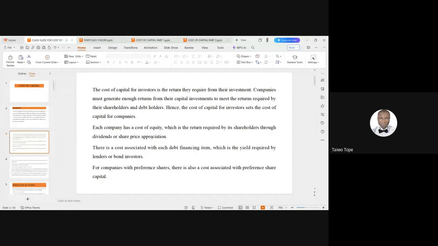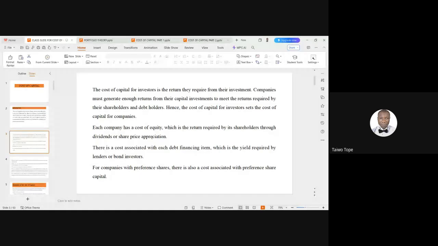So your expectation as an investor will make the organization judiciously make use of your fund, because they need to pay you back dividend. They need to pay you back interest on the loan that you gave to them. So each company has a cost of equity, which is the return required by its shareholders through dividends or share price appreciation. So there is a cost associated with each debt financing item, which is the yield required by lenders or bond investors. For companies with preference shares, there is also a cost associated with preference share capital.